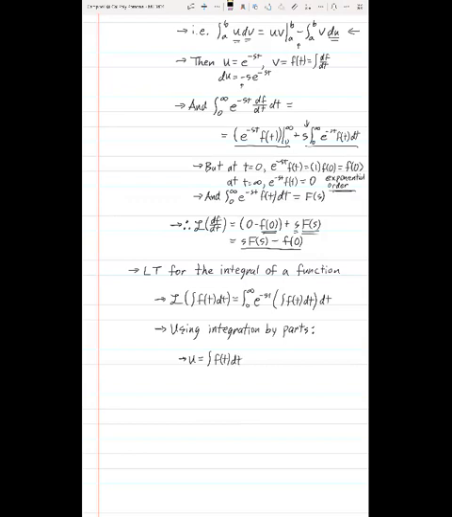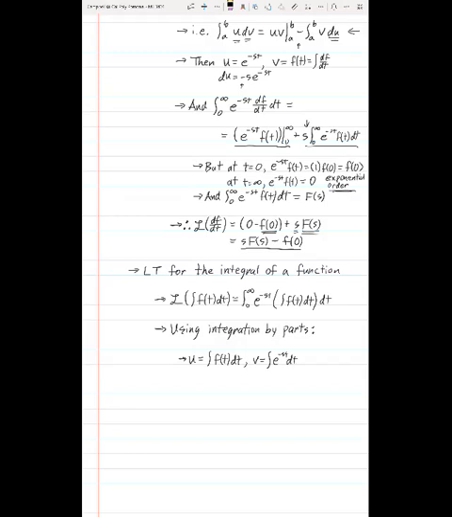So now u will be tied to the function, or what we're doing with the function, rather than tied to the exponential function like it was last time. I'll let v now capture what's going on with the exponential function, the integral of e to the negative st dt.